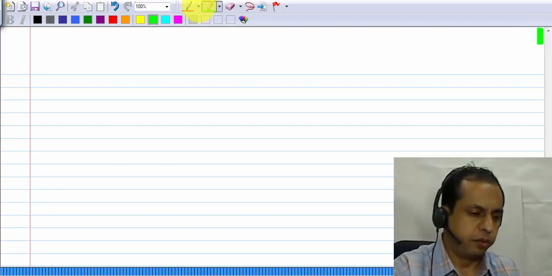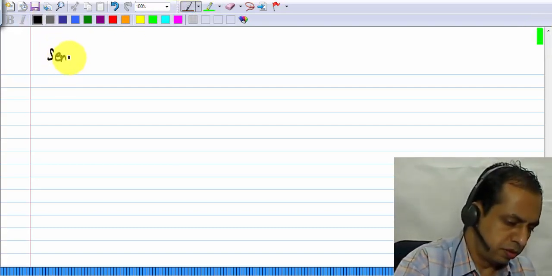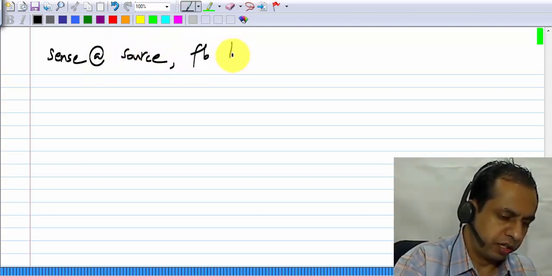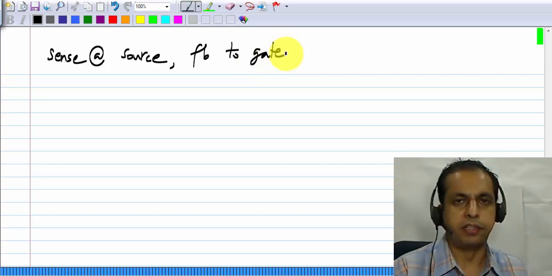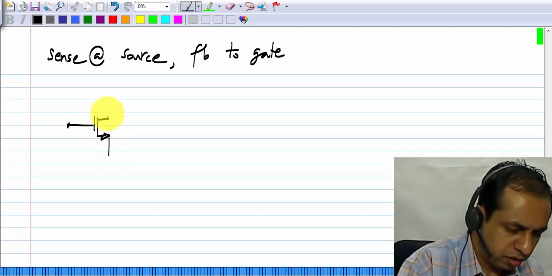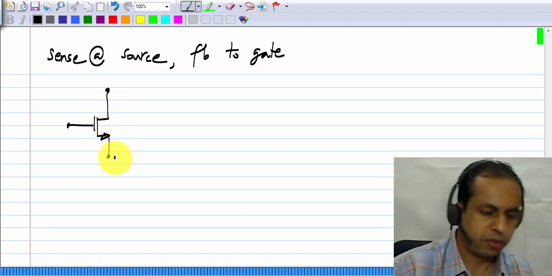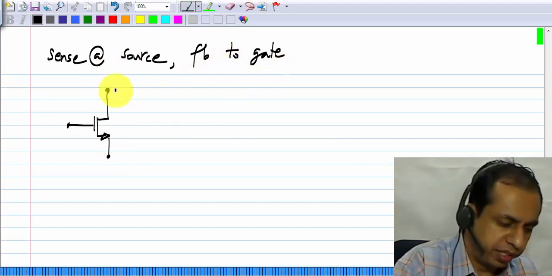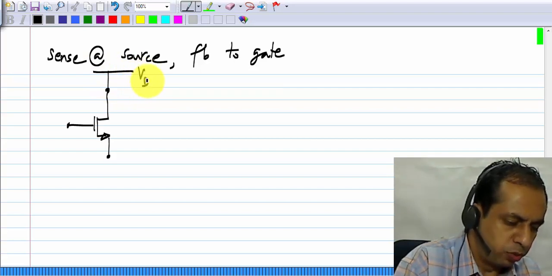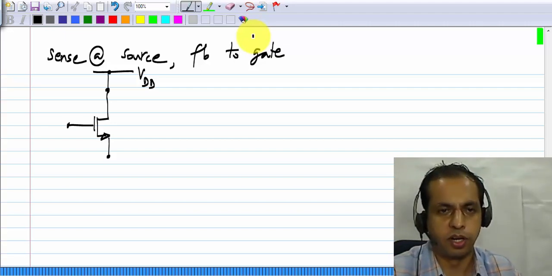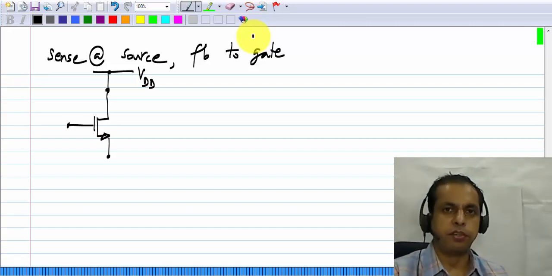We have yet another alternative, which is to sense at the source and feedback to the gate. Because the drain is not in this picture, we are sensing at the source and feeding back to the gate. I will connect the drain to the supply voltage. It's some voltage, it's connected somewhere. As far as the biasing circuit is concerned, it's not relevant where the drain is connected to. Of course, in an amplifier, we would like it to be connected such that it remains in saturation region.